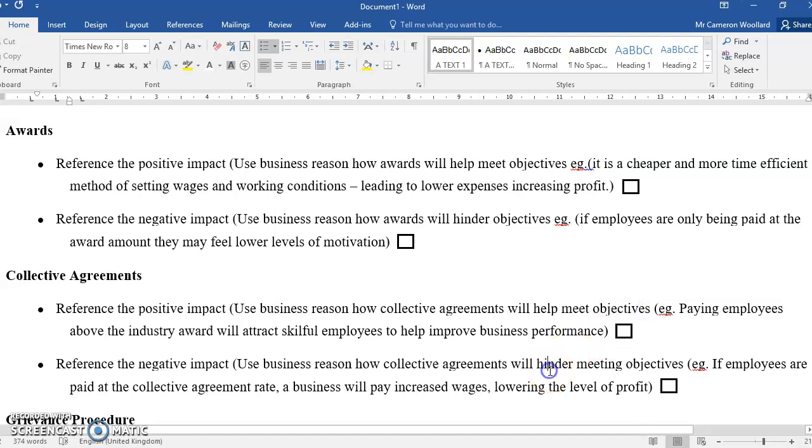Okay? Negative impact. Well, if we're paying our employees a lot more money, we're paying them. Yeah? So when we pay them, increase wages. We know if we have increased wages, boom, there is a big decrease for our profit. That's a bad thing. Yeah?